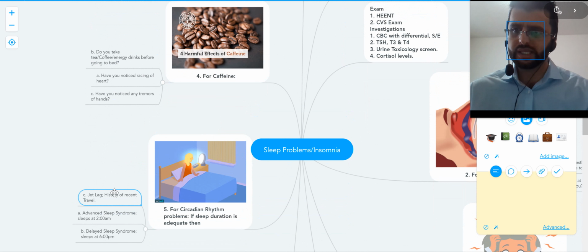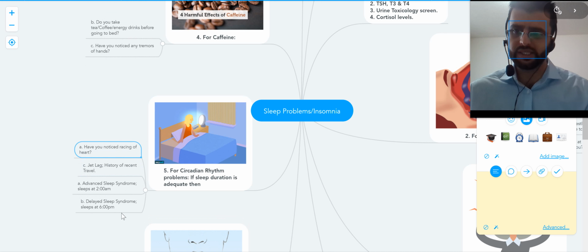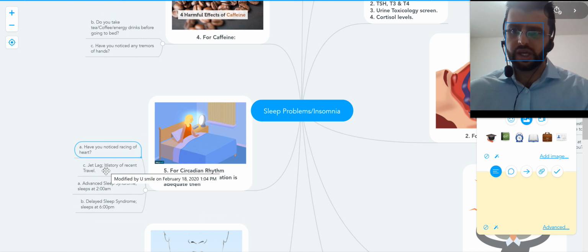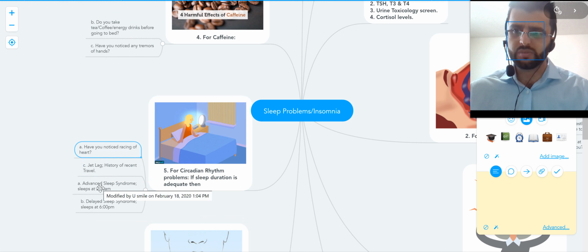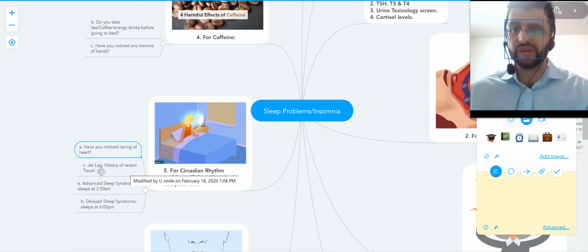So we ask, there are different types. There is one that delayed sleep syndrome, like sleep at 6 p.m., okay, early. And there's one advanced sleep syndrome, sleep at 2 a.m. And jet lag, maybe I mixed these, I don't know, I'll check and get back to you. Jet lag, history of recent travel, okay.